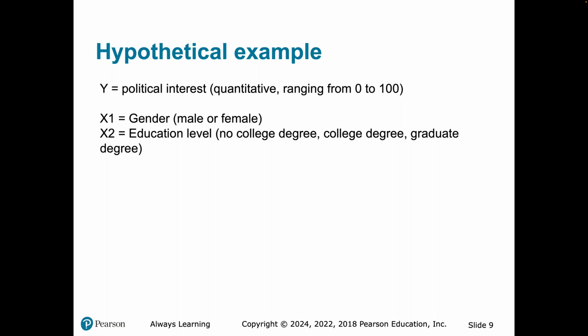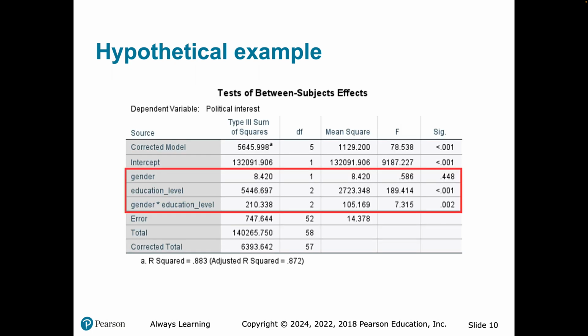X1 is gender, again, categorical, male or female. The next one, X2, is education level. They have categorized this as no college degree, a college degree, or a graduate degree. Now, what would we do here in this hypothetical example? Well, we're going to have tunnel vision on what is enclosed in the red box.